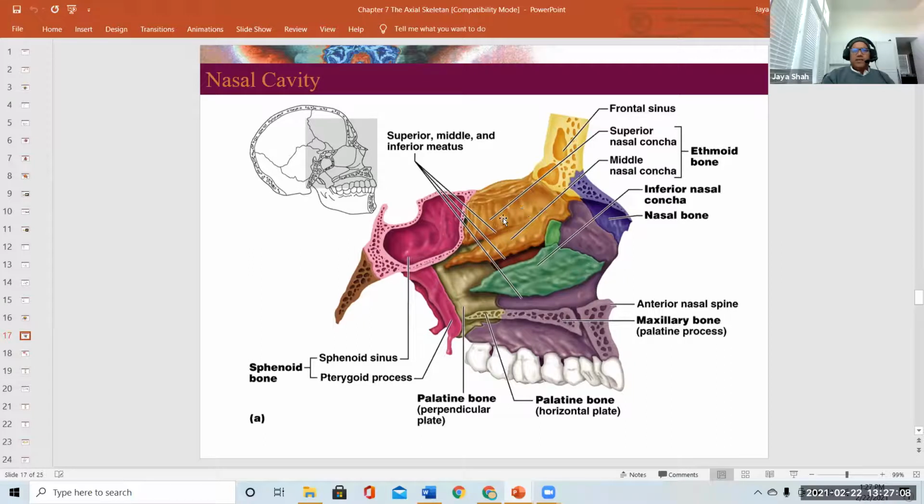Okay. So the ethmoid bone forms the superior nasal concha and middle nasal concha, and then the inferior nasal concha, which is a separate bone here. And the cavities in between them are the meatus: superior, middle, and inferior meatus. Do you know these sinuses? They all open into these meatus.